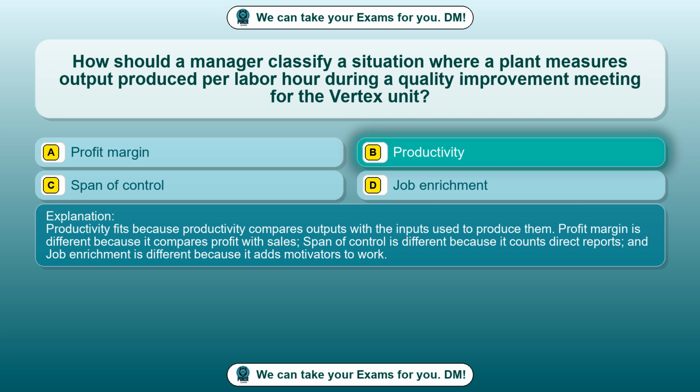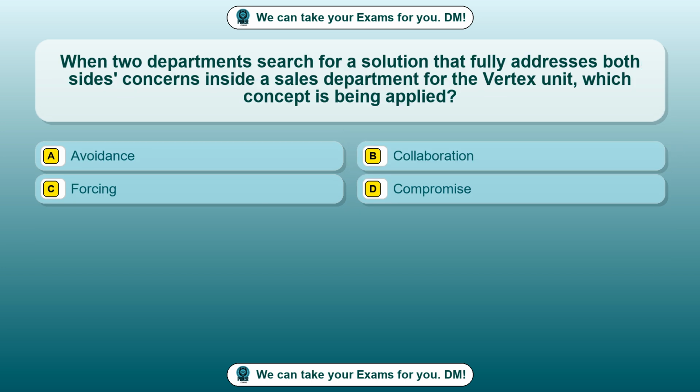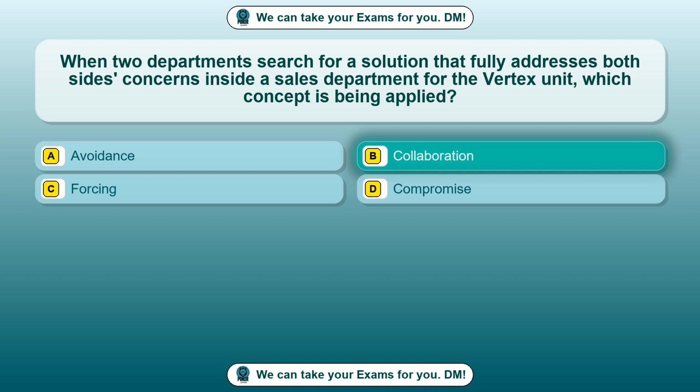Question 94. When two departments search for a solution that fully addresses both sides' concerns inside a sales department for the Vertex unit, which concept is being applied? Option A, avoidance. Option B, collaboration. Option C, forcing. Option D, compromise. The correct answer is option B, collaboration.